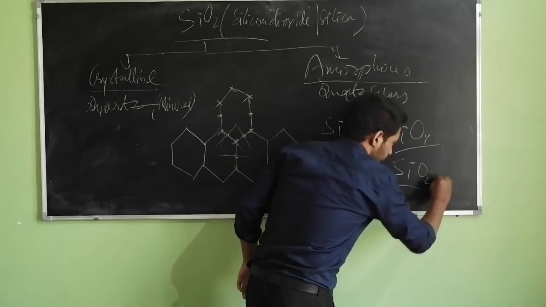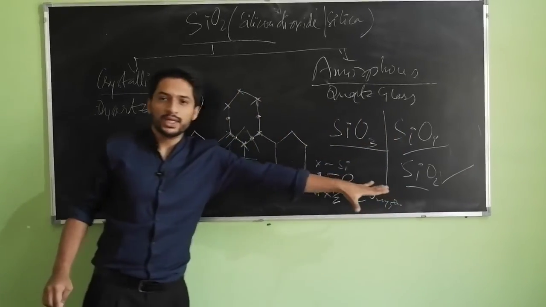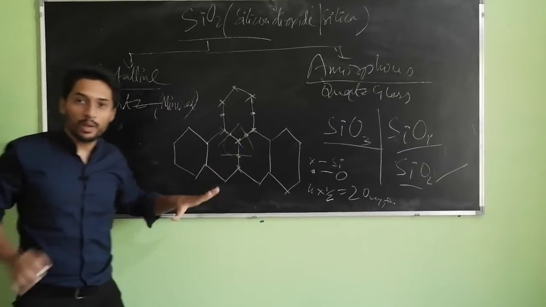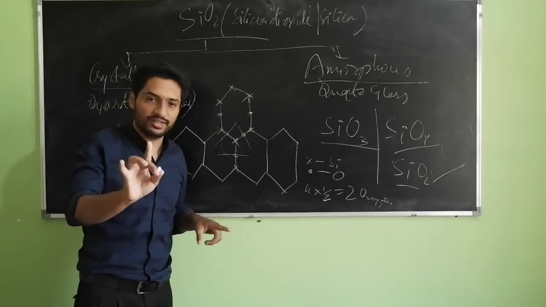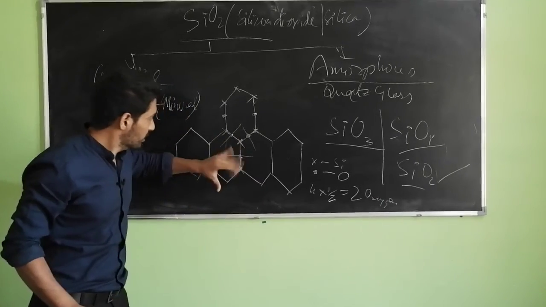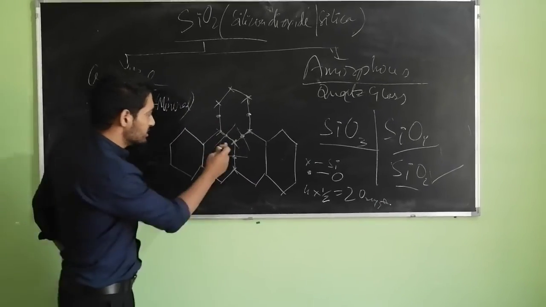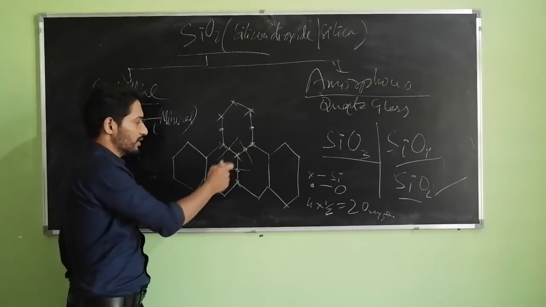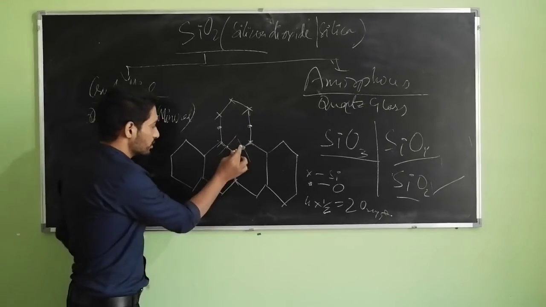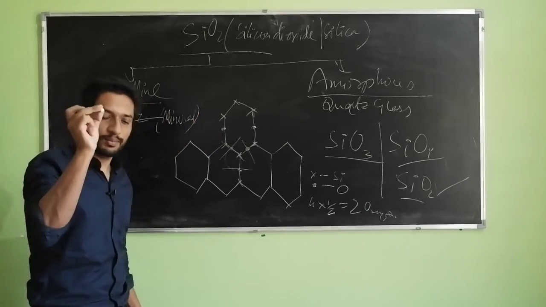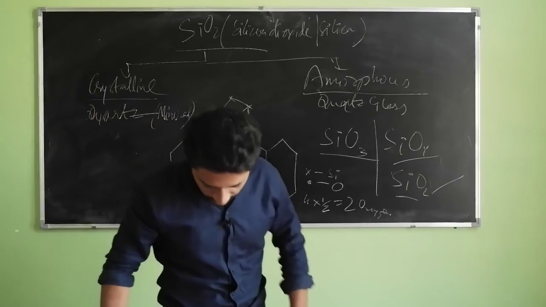SiO2, that's the correct formula. Remember this, due to the structure variation, many people have this confusion. Don't have this confusion at all. This is simple. Due to the structure, each oxygen atom is being shared by 2 silicon atoms, and the 4th oxygen atom is outwards. This is simple, don't forget this.